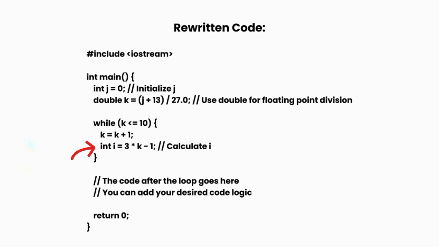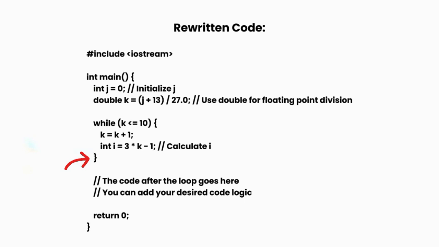In each iteration of the loop, an integer i is calculated using the expression 3 times k minus 1. Note that the value of i is recalculated in each iteration, but it is not used or printed anywhere in the given code. This means that the calculated value of i does not affect the program outside of the loop.